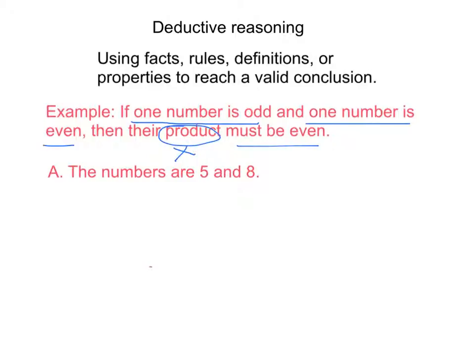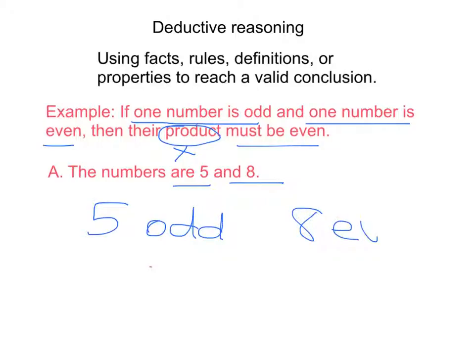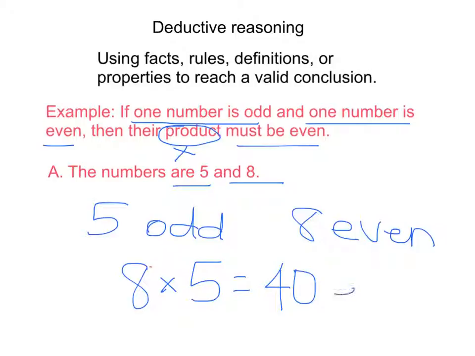So they've given us the numbers 5 and 8. So we first want to see if this rule works. So the number 5 is the odd, the number 8 is the even, and the product of the two, 8 times 5, is 40. This is also even. So we would be able to say that this statement is true.